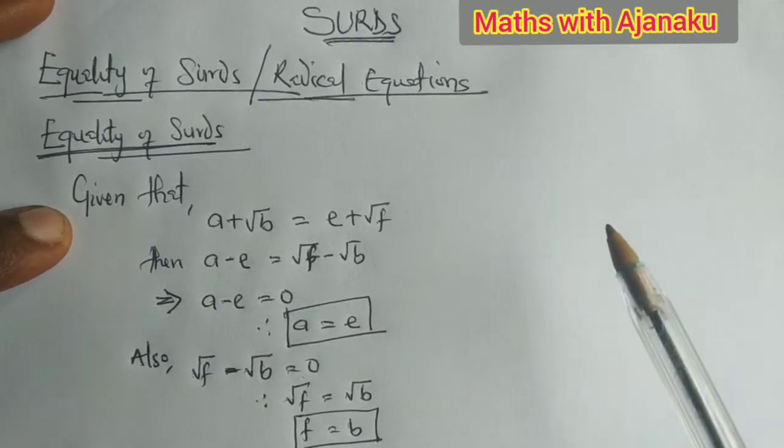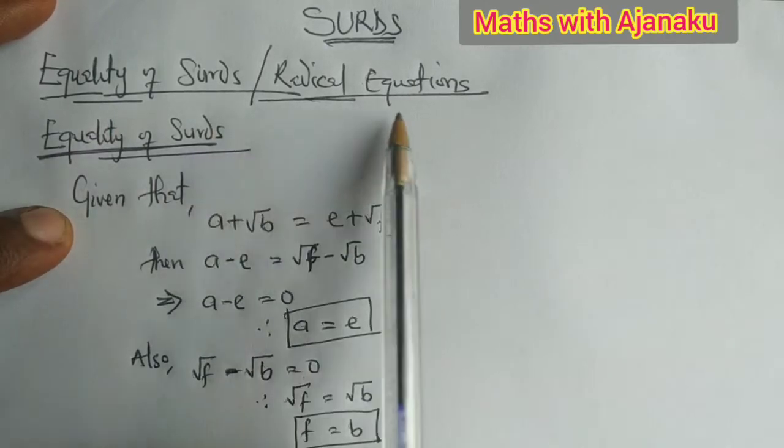Today we shall be concluding the surd class. Before us is equality of surds and radical equation.